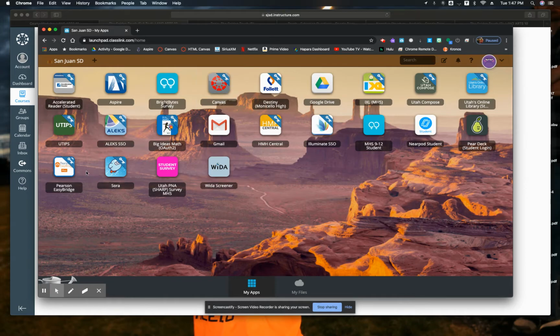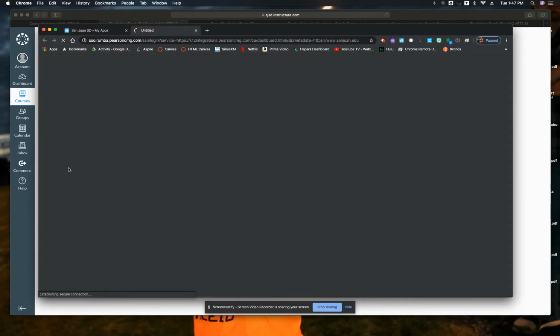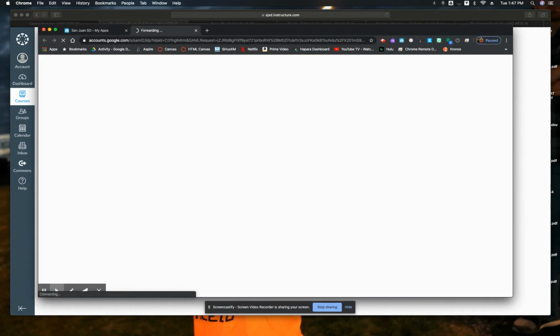Once you get to ClassLink, find the one where it says Pearson Easy Bridge. This is our textbook. Pearson is our textbook, okay? Find this one right here. It might not be in this corner. I don't know where it will be on your screen, but find Pearson Easy Bridge. Let me repeat that one more time. Pearson Easy Bridge. Click on it. It's going to ask you to log in again.